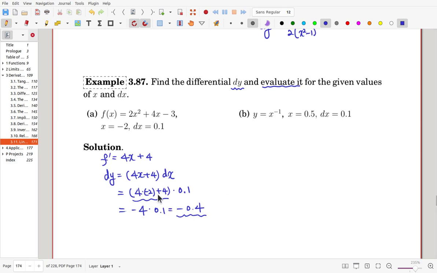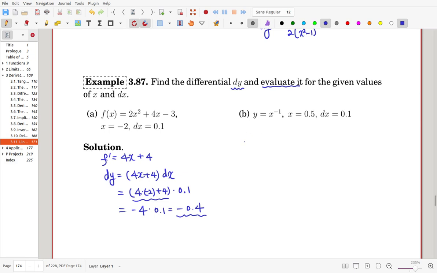So once a change in x is given, then we can find the change in y. Now this change in y is measured through the linearization, or just the tangent approximation or tangent line. And this is basically the slope of the tangent line, right, at the point x equals -2.